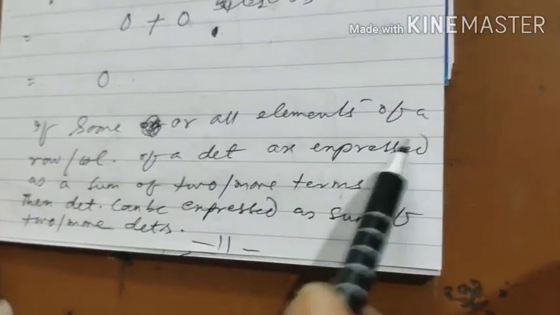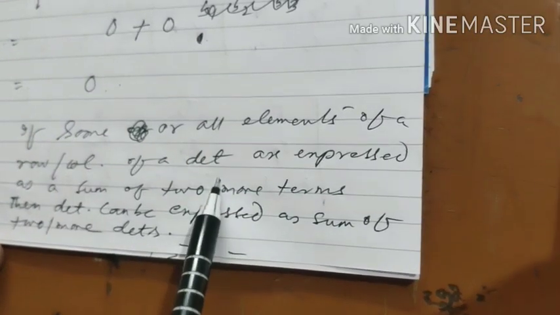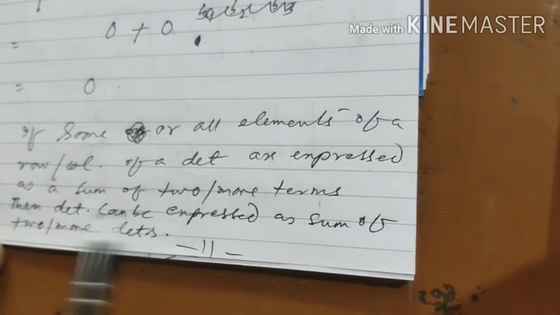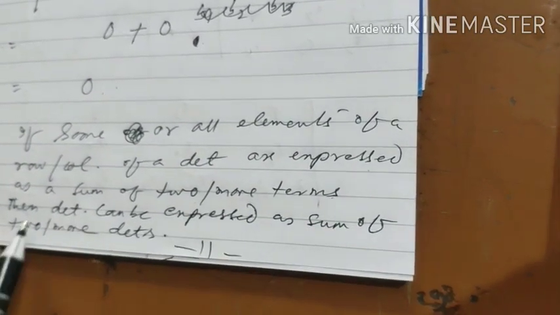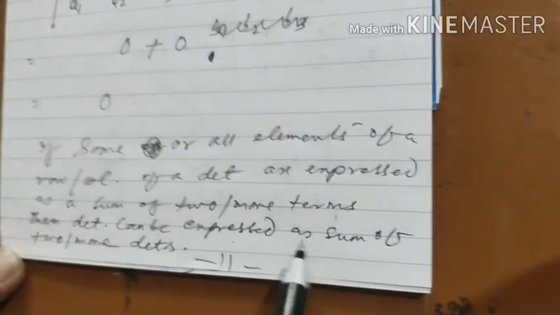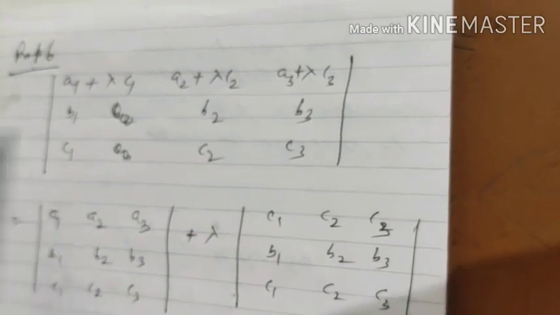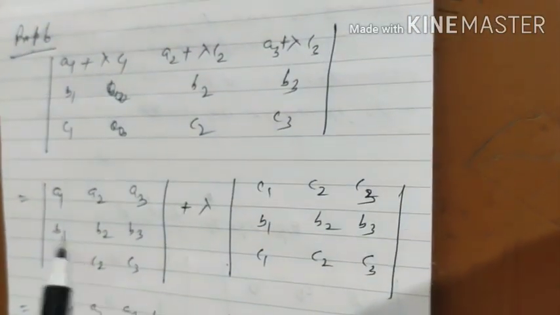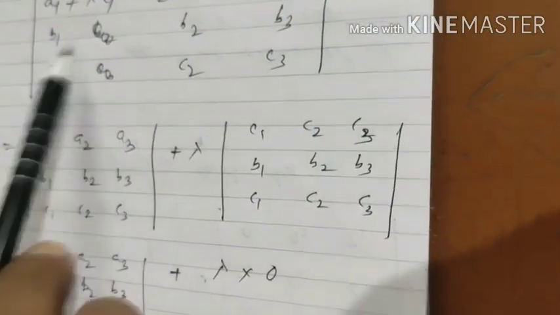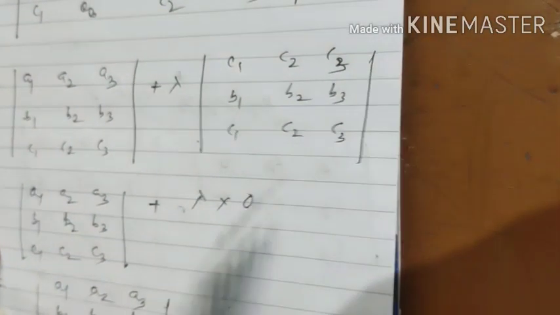That means if some or all elements of a row or column of a determinant are expressed as a sum of two or more terms, then the determinant can be expressed as the sum of two or more determinants. Similarly, property 6: A1 plus lambda C1, A2 plus lambda C2, A3 plus lambda C3, where lambda is a constant. So exactly, the two determinants, and lambda is common. If two rows are identical, then the answer is 0.